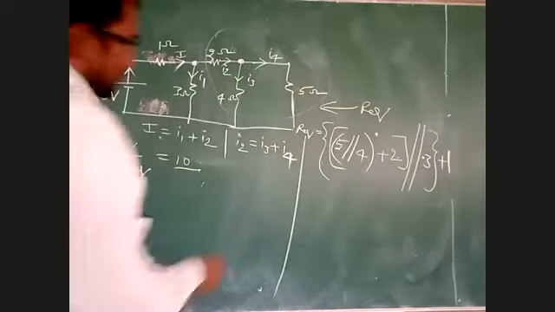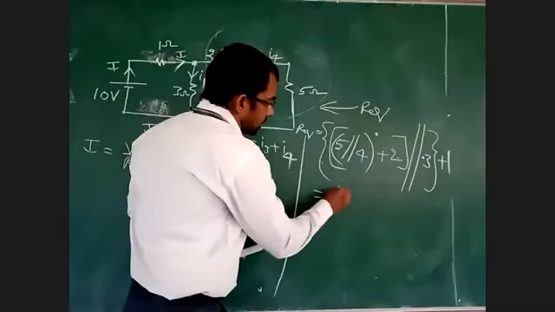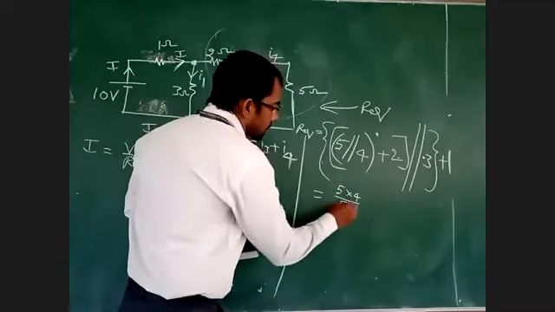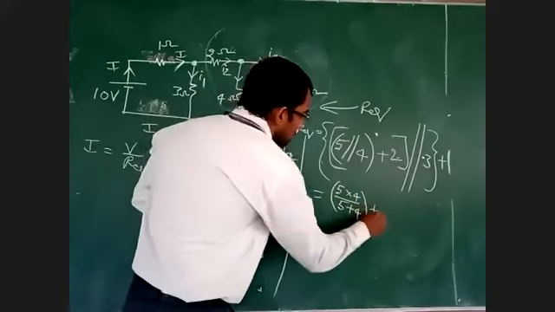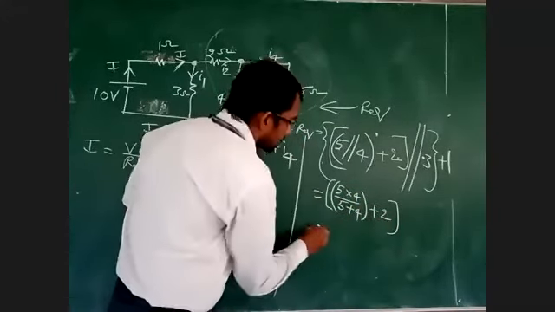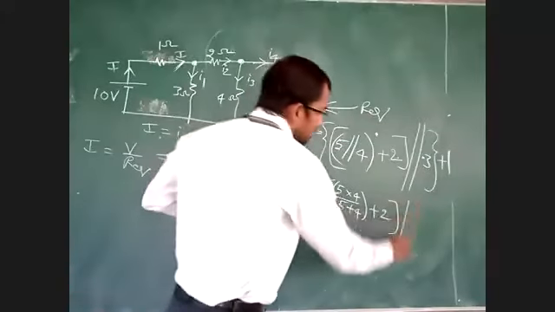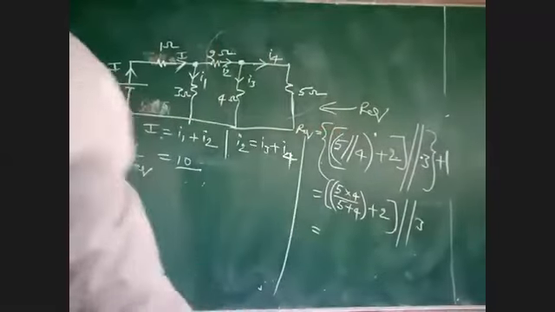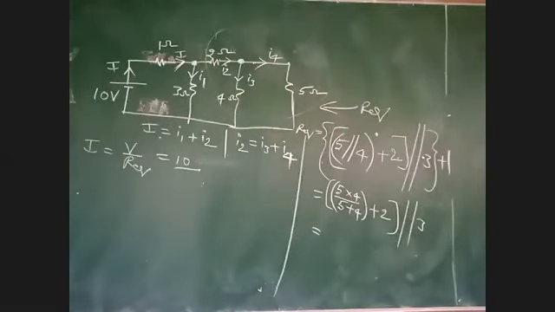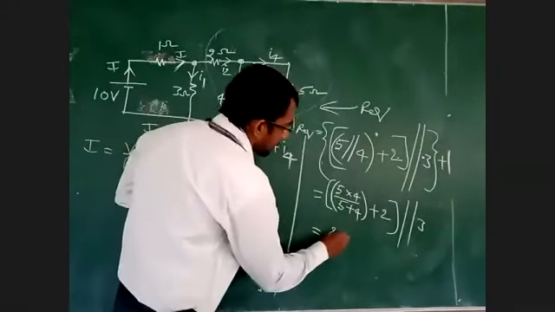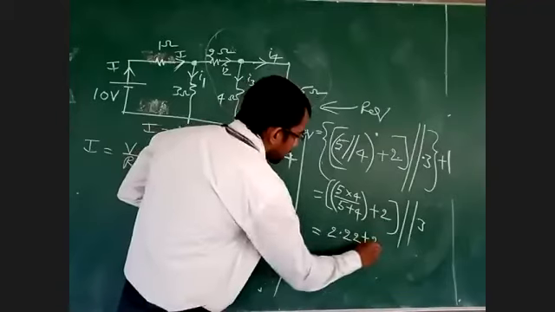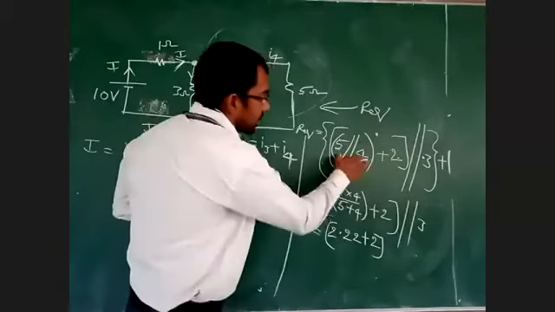Now we will calculate the entire resistance. 5 into 4 by 5 plus 4, that is 20 by 9, which is 2.22. Then plus 2. We have calculated only this part so far.